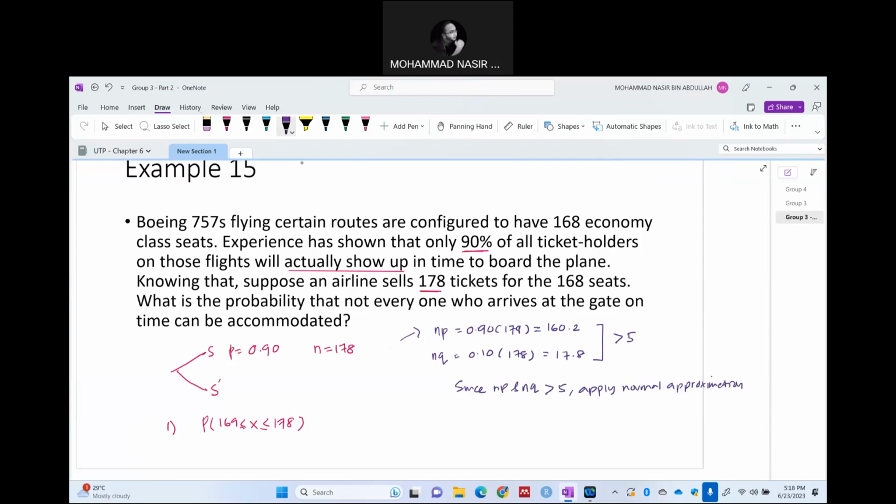So to apply normal approximation for this probability value, we need to convert it to continuous by applying the continuity correction. So this should be the probability of 169 minus 0.5 until 178 plus 0.5. So this should be the probability of 168.5 until 178.5.